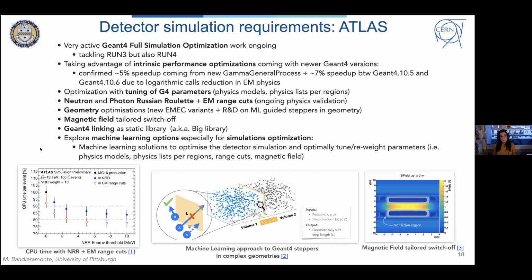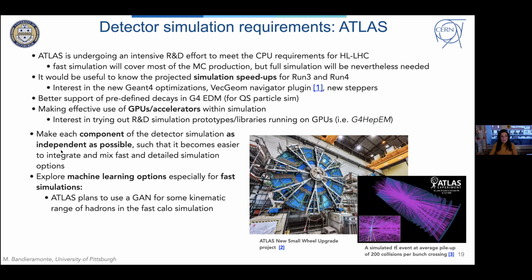So it would be good to at least try out and explore the possibility to have machine learning solutions to optimize the detector simulation and optimally reweight or retune all the parameters which are basically available from Geant4. The experiment is very much into R&D effort for fast simulation, but the full simulation will of course be important. So any speed up in simulation for Run 3 and 4 is also for ATLAS very much important.